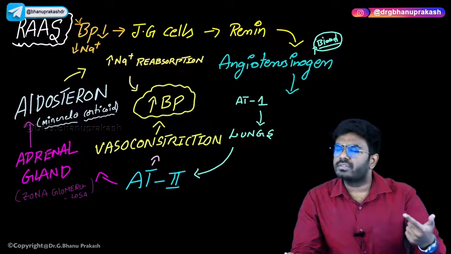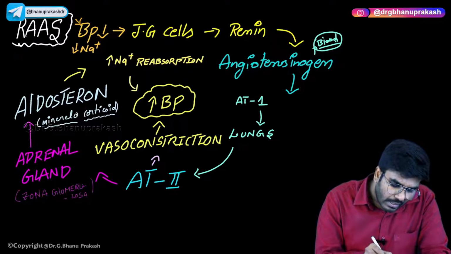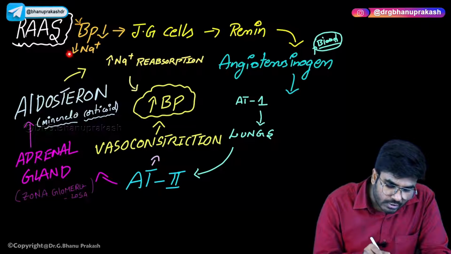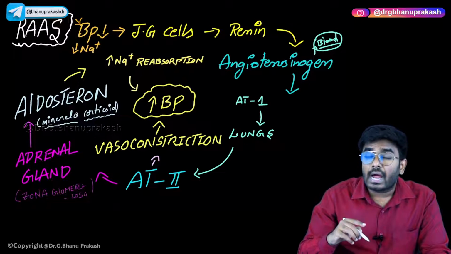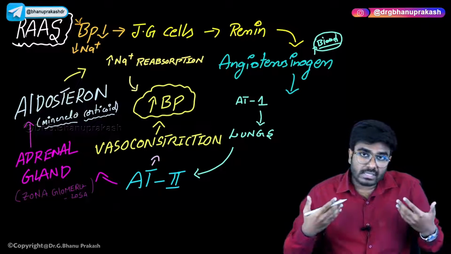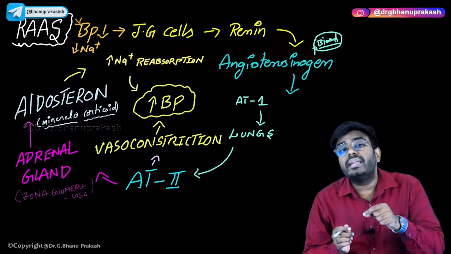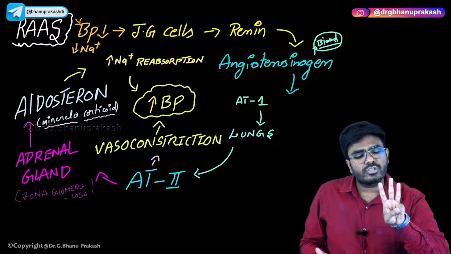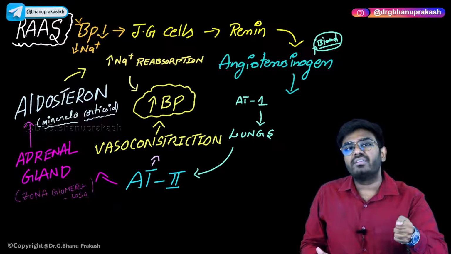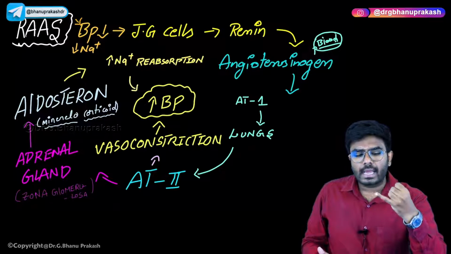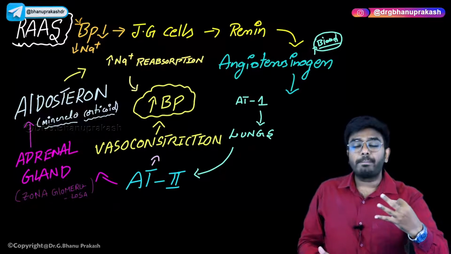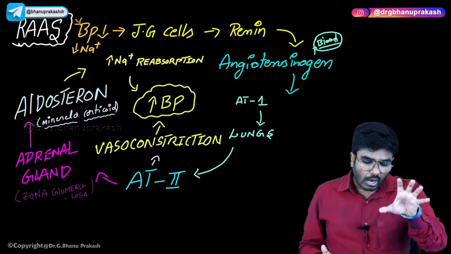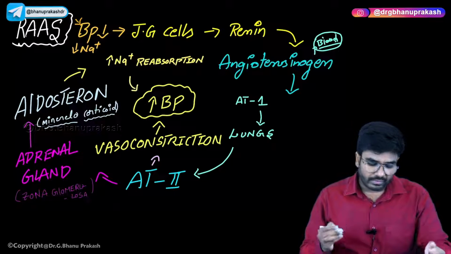There is also one more stimulant which we will discuss in the next slide. But for now, BP decreased, that is hypotension, and decreased sodium, that is hyponatremia. And when the sympathetic system in the person is activated, that also will be a trigger for the activation of RAAS. So there are three triggers for the activation of RAAS. What are the three triggers? Hypotension, hyponatremia, and sympathetic activation in the body. All of them will activate the RAAS pathway. How they activate it, we will discuss.